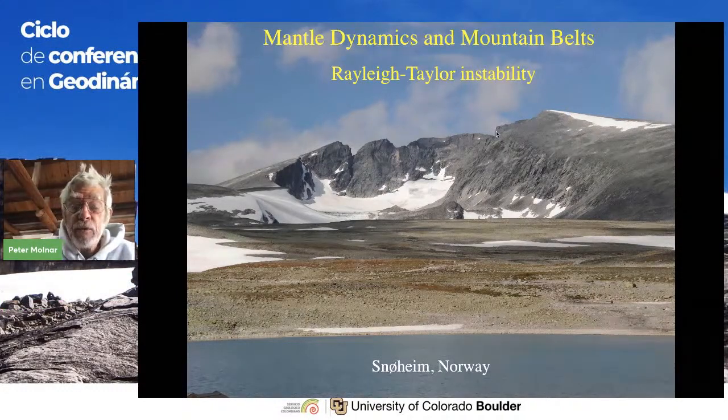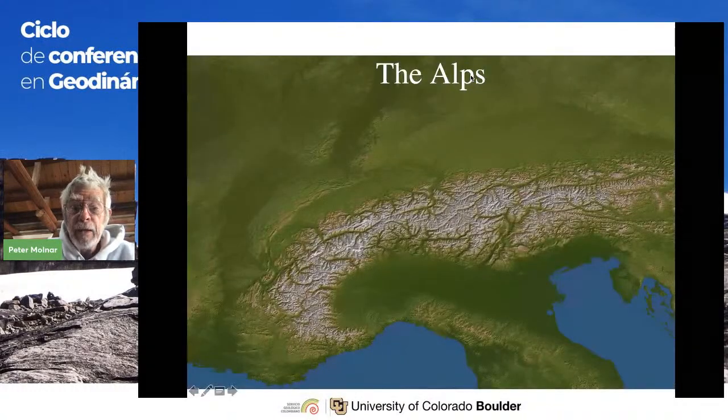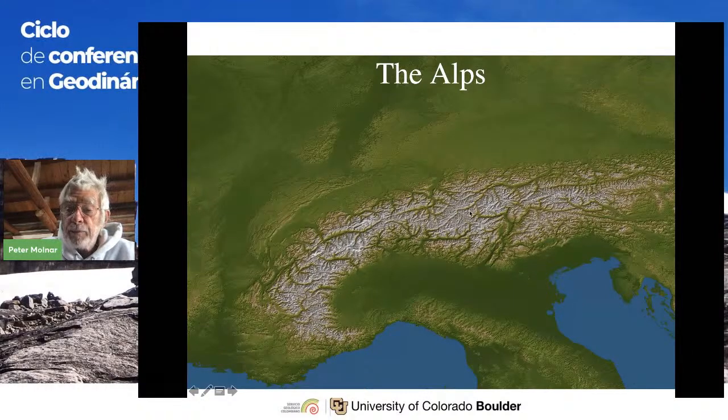So today I'm going to talk about the mantle, how the mantle is involved, and mostly in terms of what we call Rayleigh-Taylor instability. And I will describe this, I hope, in a way that's clear. Just to put this in a framework, I want to look at the Alps and in particular the mantle structure under the Alps. So the green is low, the white is high terrain.